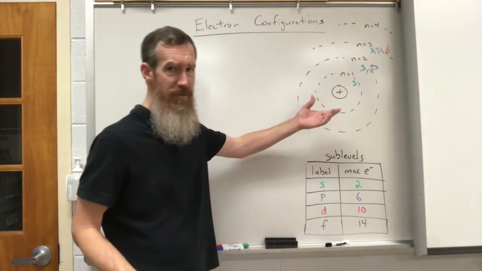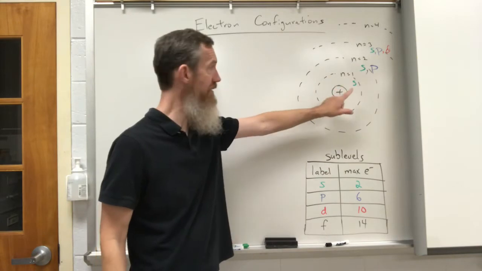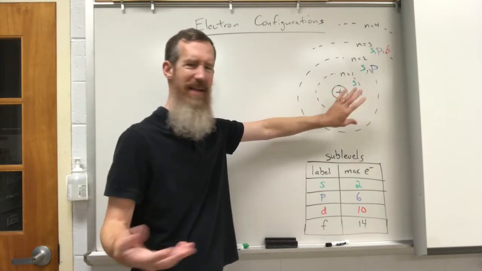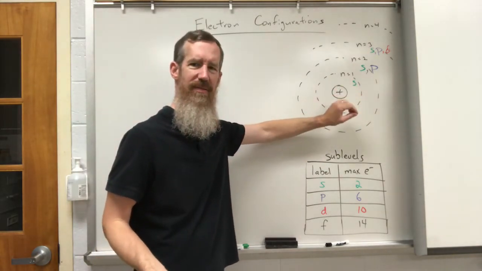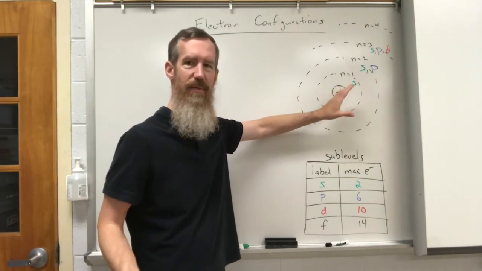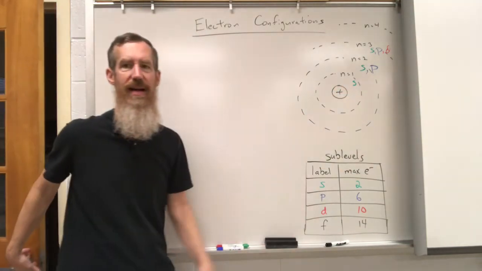Now notice, there's a pattern. The first energy level has one sublevel. It's kind of dumb to have a sublevel if it's only one level. But again, we want to tell how the kinds of electrons are going.